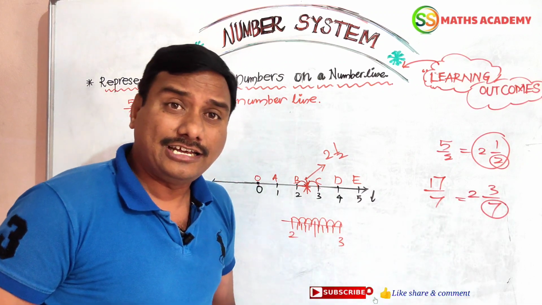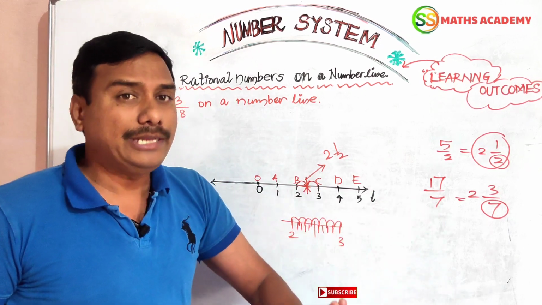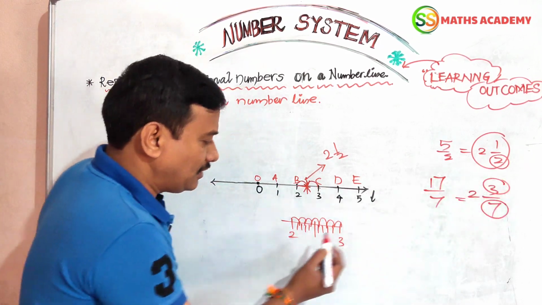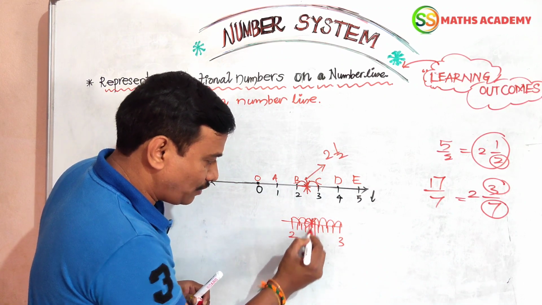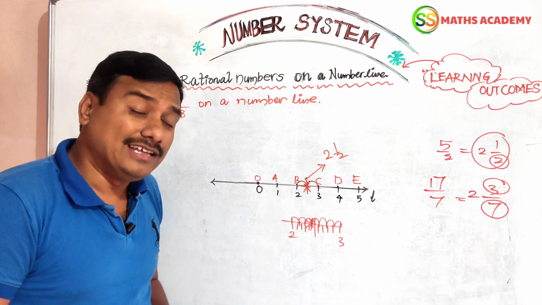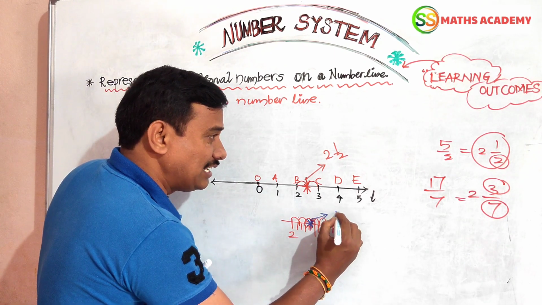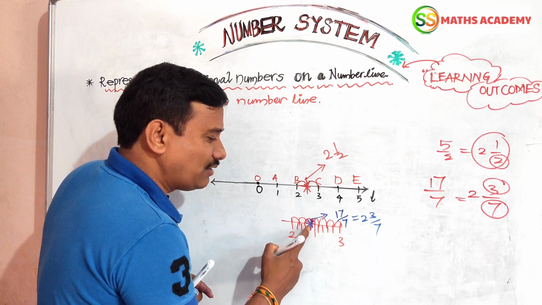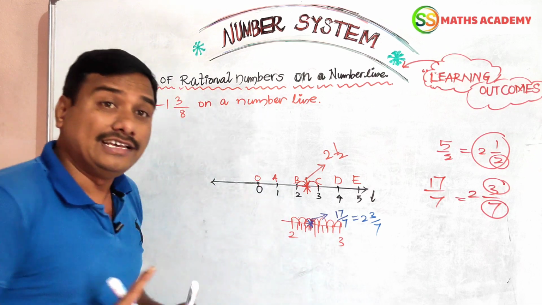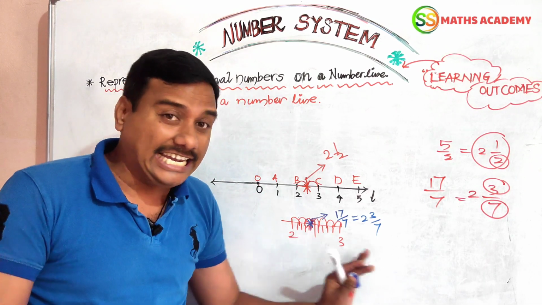What is the numerator here? 3. At the third part, the number will be represented. What is the third part here? 1, 2, 3. Yes. Here keep a star point. That star point, that position, is known as 17 by 7 or 2 and 3 by 7. This is the value of this number. That number can be represented here, and it seems very clear.